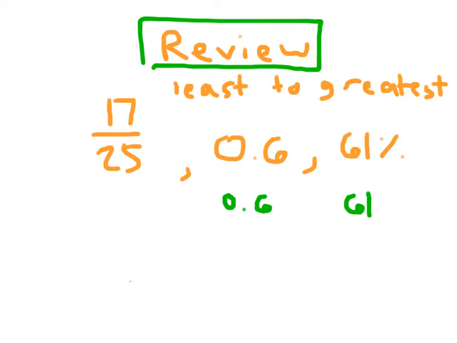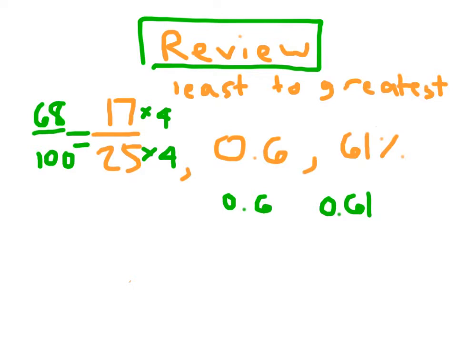Right, 0.61. 17/25 can be rewritten. So we can multiply the numerator and denominator by what to get that target denominator of 100? It's by 4. 17 times 4 is 68. So 17/25 written as a decimal is what? 0.68. So least to greatest, which of these comes first?